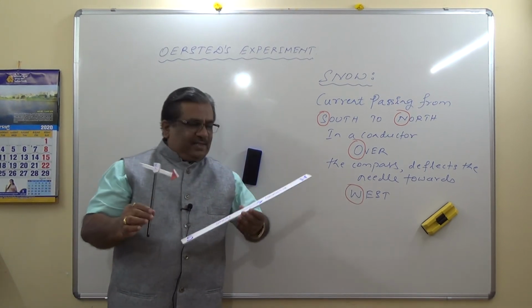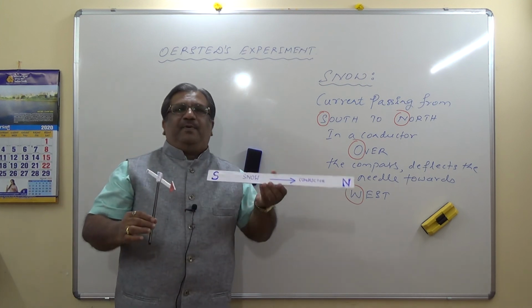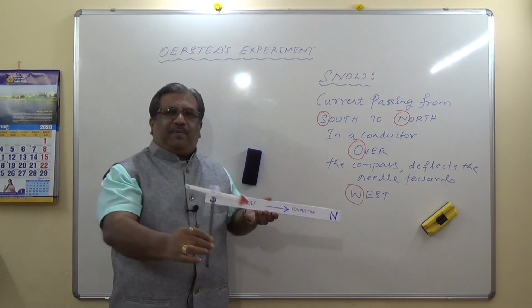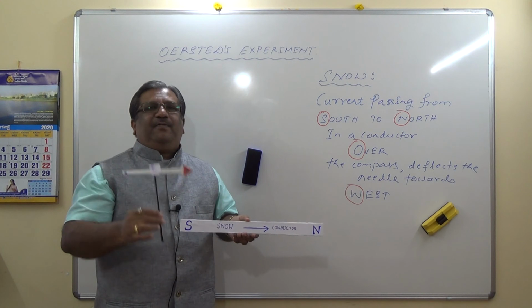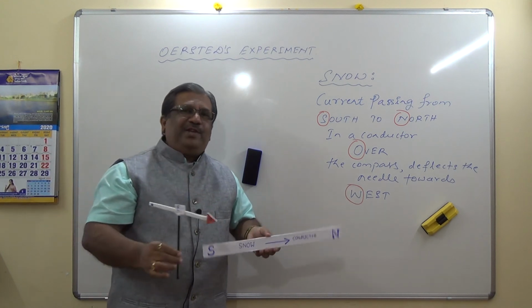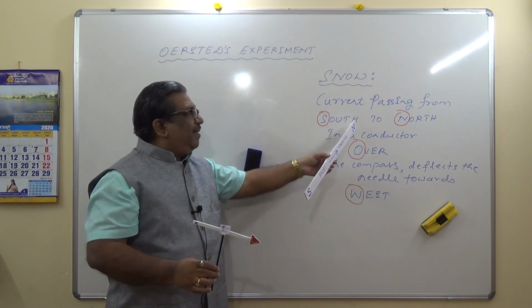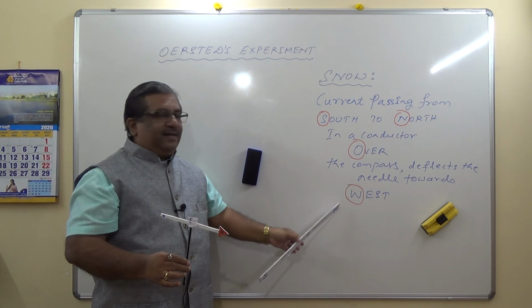Okay. So what is the meaning of this? If there is a current carrying conductor, it produces a magnetic field, and if the compass needle is brought in the vicinity of that, it will experience a force and therefore get deflected. In which direction it gets deflected is what we can remember by the SNOW rule, SNOW. You have to note this down and understand.